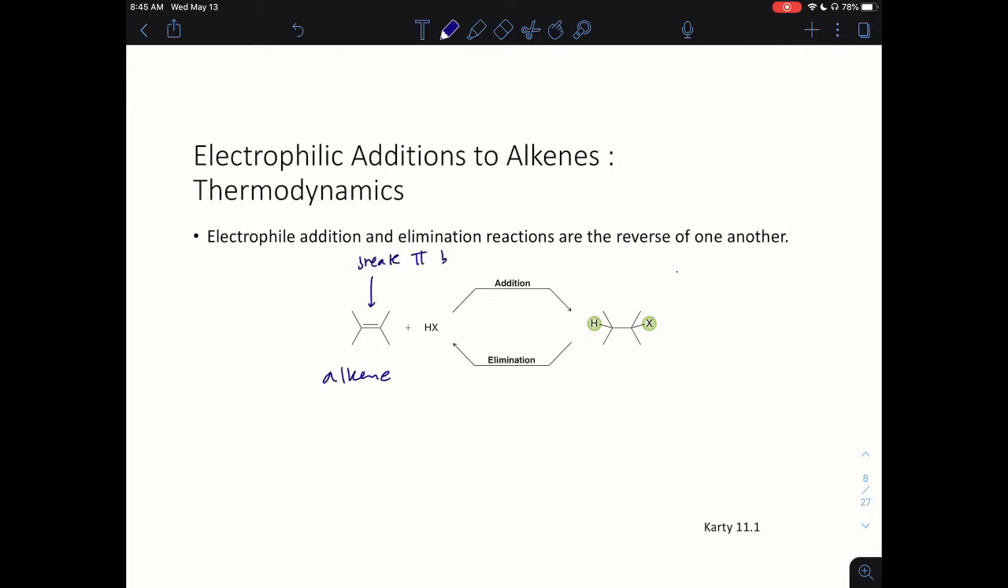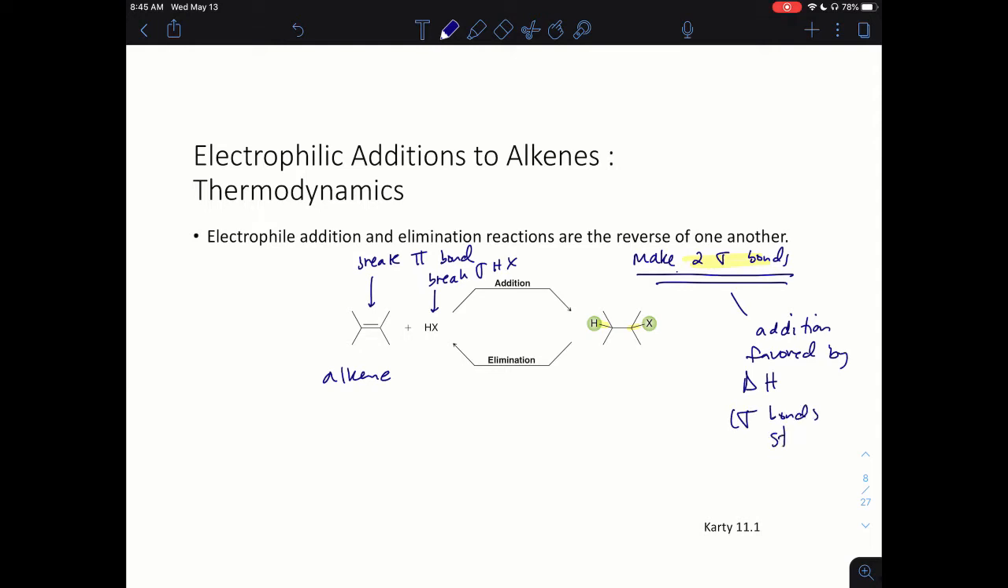So the pi bond is broken and we make 2 sigma bonds. So we're making this sigma bond and this sigma bond. We break the pi bond, and then the HX bond is broken as well. While sigma bonds are stronger than pi bonds, the addition is favored by delta H. Sigma bonds are stronger than pi bonds. But the elimination is favored by delta S because we're going from 1 thing to 2 things.